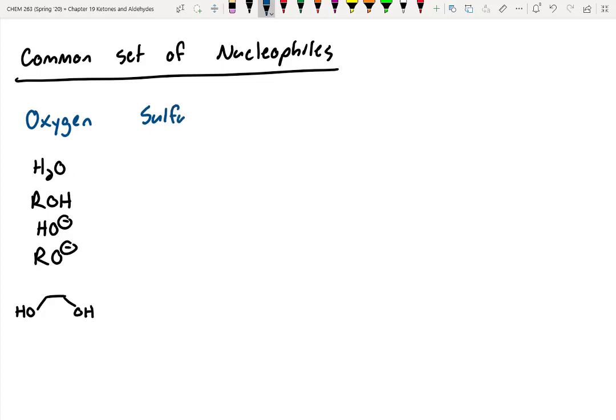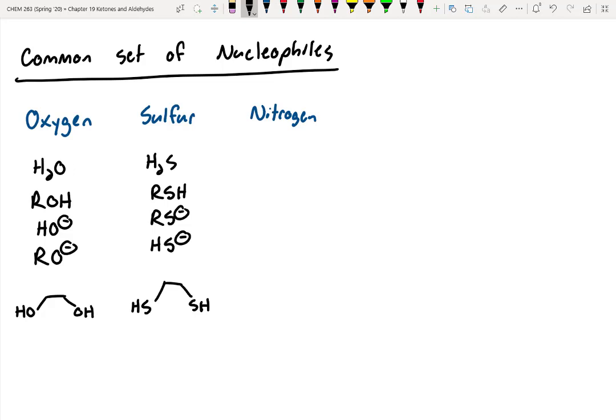Let's do sulfur next. Sulfur, we could have something similar with H2S. We could have some sort of thiol, some sort of analog to all of our alcohols, and just list them. Really, sulfur is a lot like oxygen, but in this case, it's actually even more nucleophilic. So this makes a really great nucleophile. All right, let's do nitrogen next.